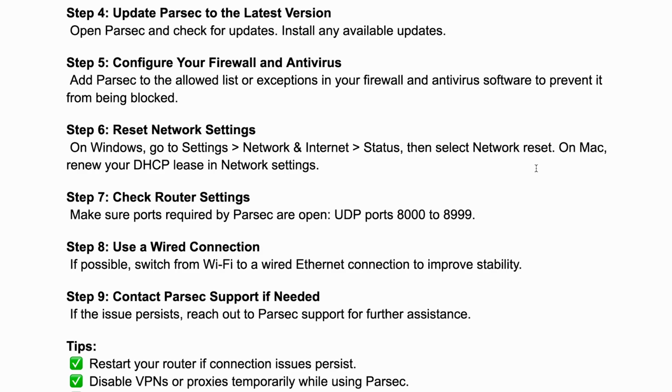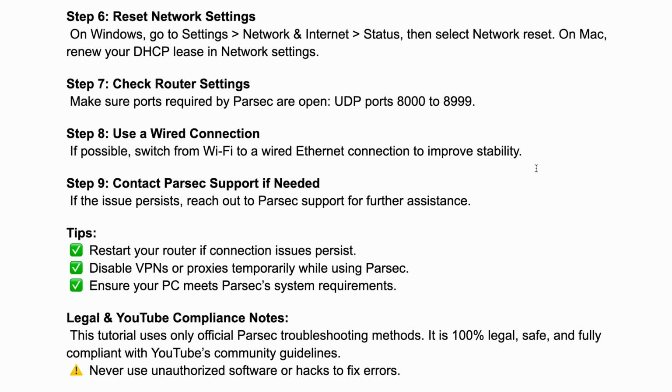Then configure your firewall and antivirus. Add Parsec to the allowed list or exceptions in your firewall and antivirus software to prevent it from being blocked. Then reset your network settings. You can do this on Windows by going into Settings, Network and Internet, Status, and then select Network Reset. On Mac, renew your DHCP lease in Network Settings.